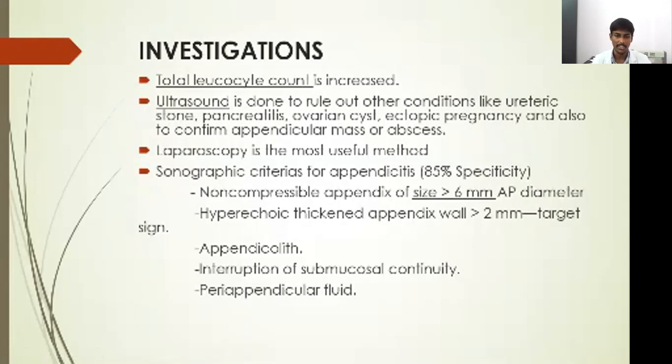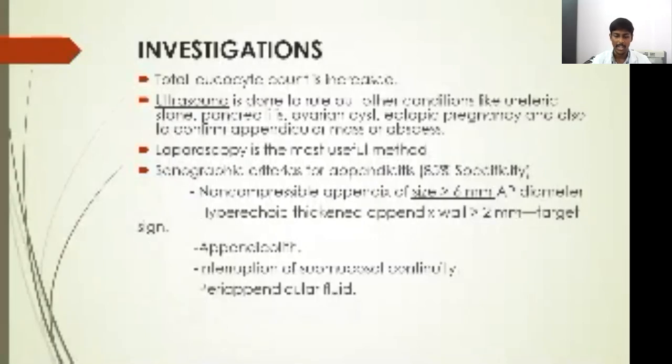Laparoscopy is the most useful method and it is the most popular method nowadays. Sonographic criteria for appendicitis, which has 85% specificity: non-compressible appendix of size greater than 6 millimeter AP diameter, hyperechoic thickened appendix wall greater than 2 millimeter is the target sign. Other sonographic appearances are appendicolith, interruption of submucosal continuity, and periappendicular fluid.